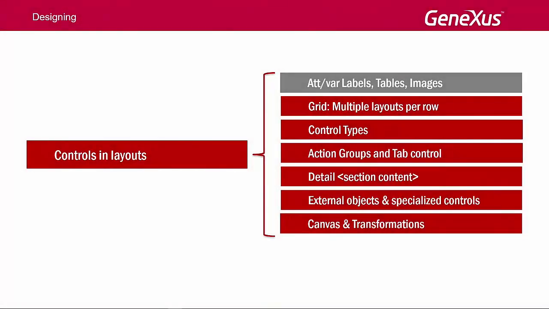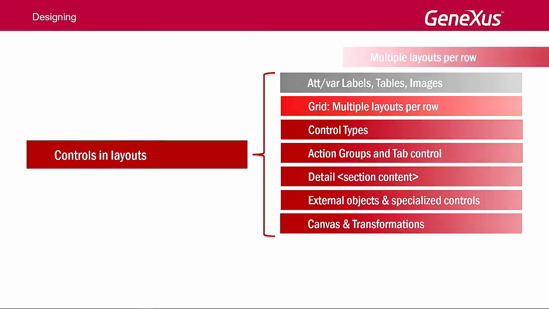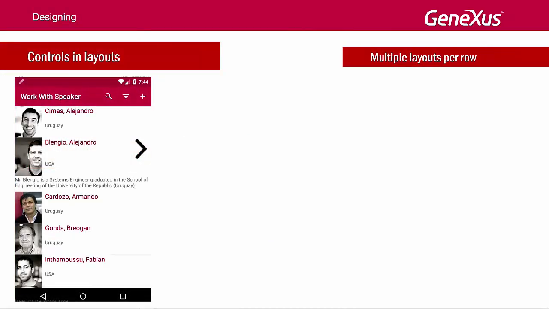We've just talked about the first item. Now we will talk about one aspect of the grid control, the possibility to change the design of each row so that they can be displayed with one of the various designs available as needed. We will see it with an example.